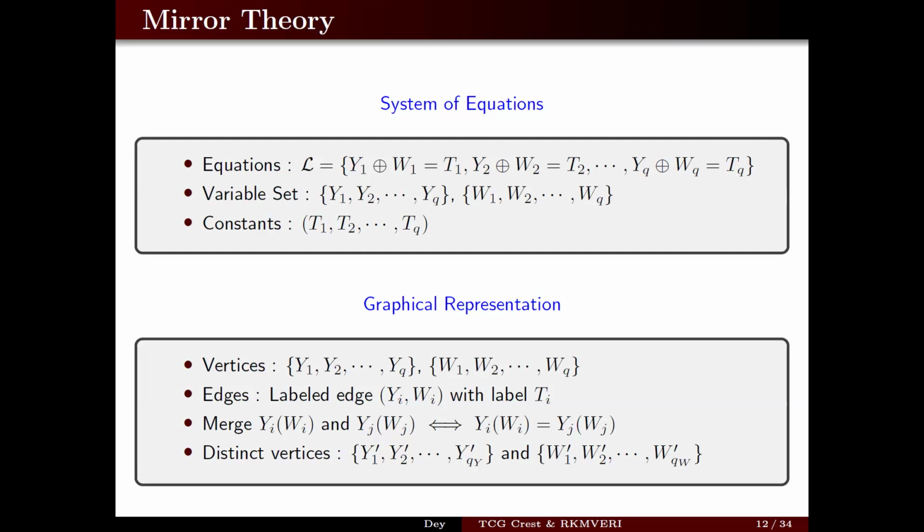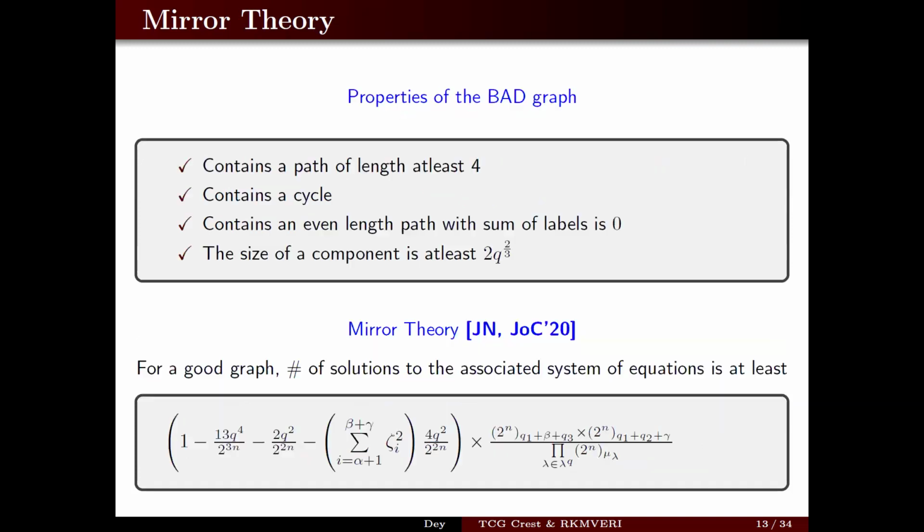We call a graph a bad graph if it satisfies any of these 4 conditions. A bad graph contains a path of length at least 4, or it contains a cycle, or there is an even length path with the sum of its labels equal to 0, or the size of any component of the graph is at least 2 times q^(2/3). We call a graph a good graph if the graph is not bad.